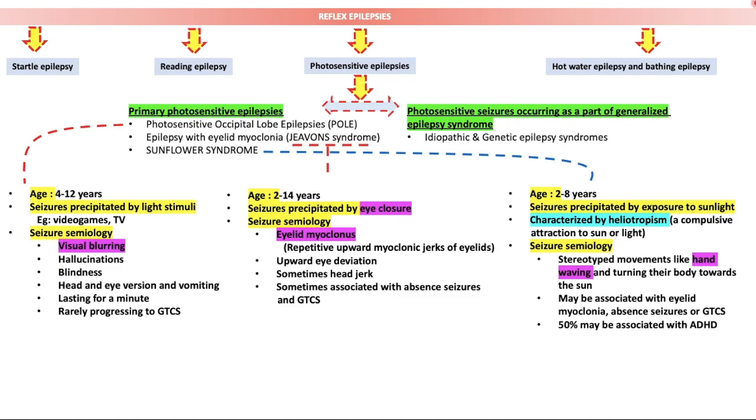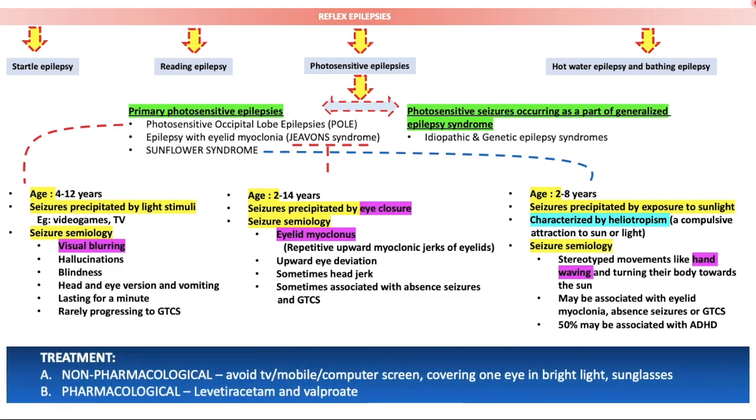So the treatment of this photosensitive epilepsy is mainly non-pharmacological, wherein we have to ask the child or the patient to avoid exposure to TV, mobile, computer screen for a long time, or avoid it completely as far as possible. Then covering one eye in bright light, especially when they suddenly get exposed to a bright environment, they have to close one eye and they can see through the other eye. Then better to use sunglasses when they go to sunlight. If they don't respond to this, or if they have recurrent seizures, then pharmacological therapy with levetiracetam and sodium valproate can be an alternative option.